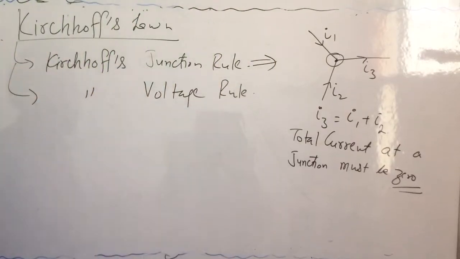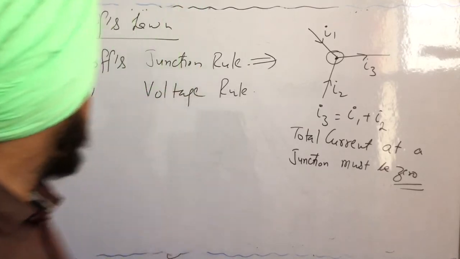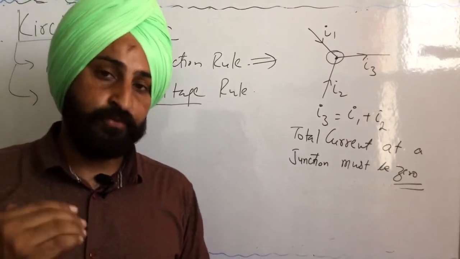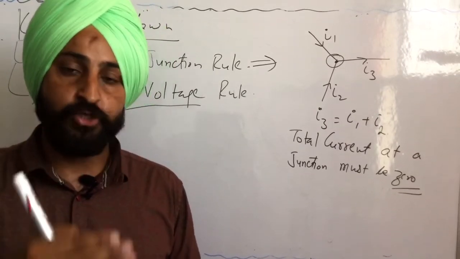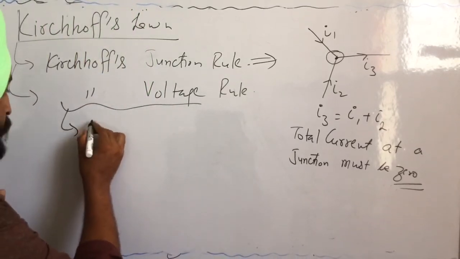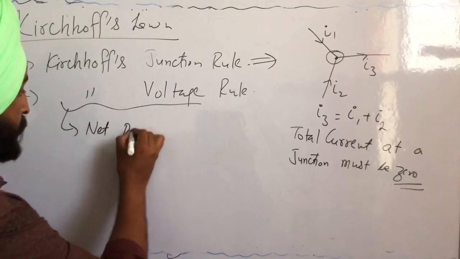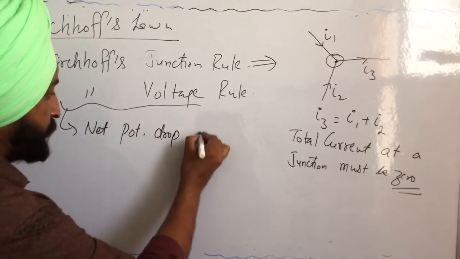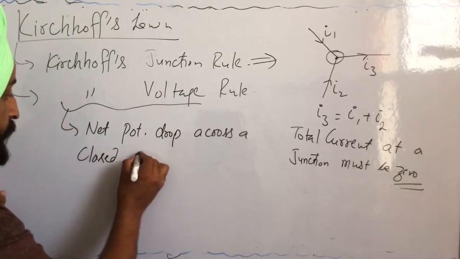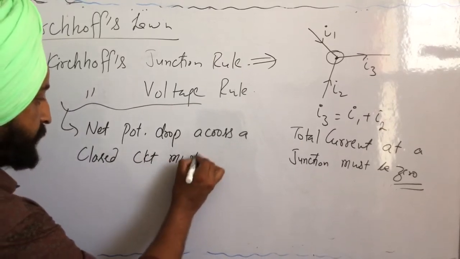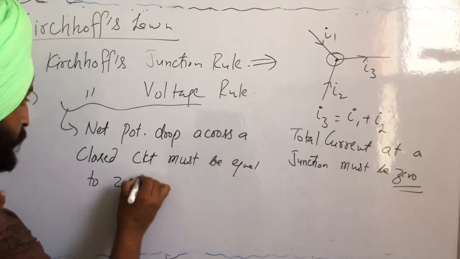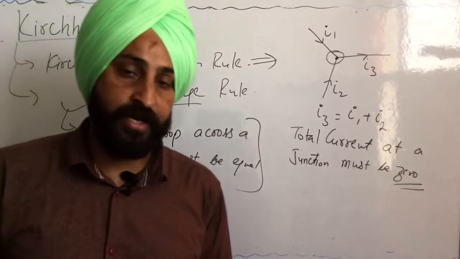So this is the first rule called Kirchhoff's junction rule, and the second rule is Kirchhoff's voltage rule. According to this rule, the voltage or the potential drop across a closed circuit should be equal to 0. So I will be writing its statement first. So the net potential drop across a closed circuit must be equal to 0. So net potential drop across a closed circuit.